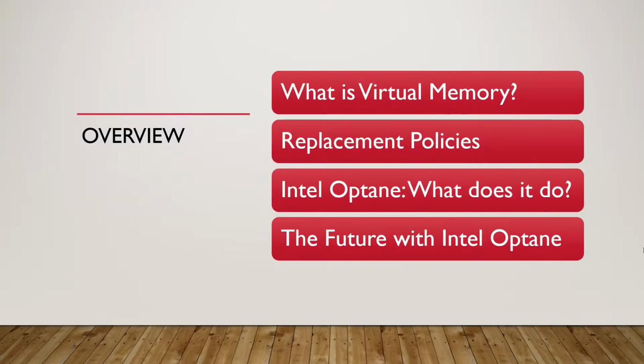Just an overview of what we're going to go over today. What is virtual memory? Replacement policies, Intel Optane, what does it do? And the future with Intel Optane.